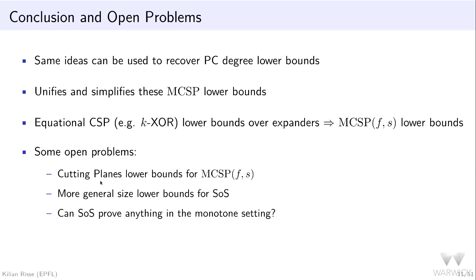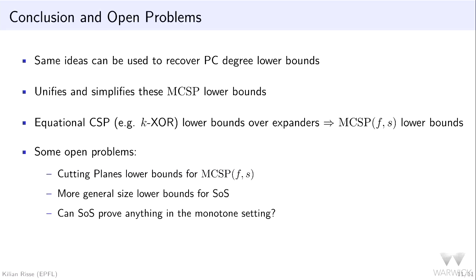One of them is trying to prove cutting planes lower bounds for MCSP. I have no idea how to do this. I think it's a really nice open problem. Whether we can prove more general size lower bounds for SOS, but this again seems difficult because it relates to this problem of proving size lower bounds outside the classic degree-size relation, which we seem to be really bad at. And finally, can we restrict the circuit classes in a way so that SOS can actually prove something?